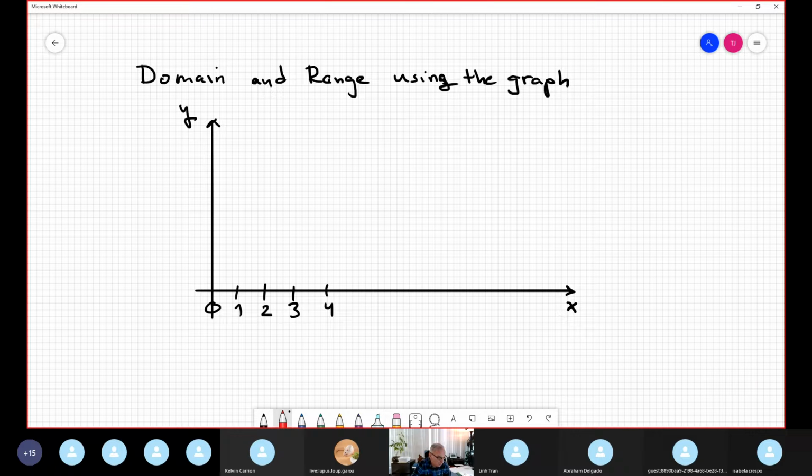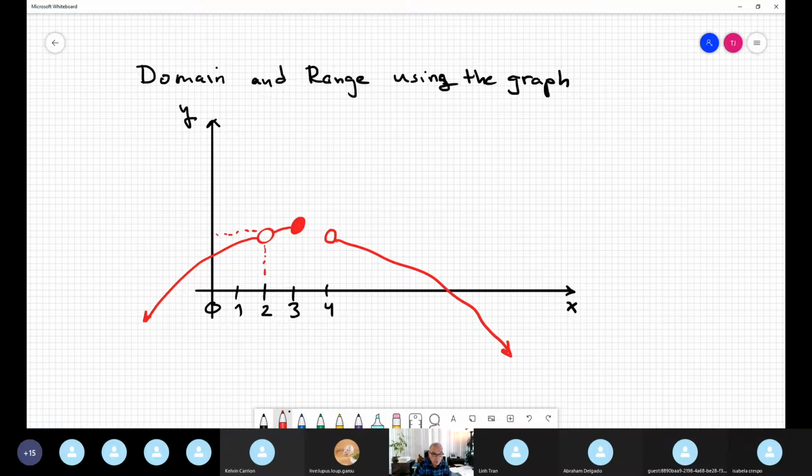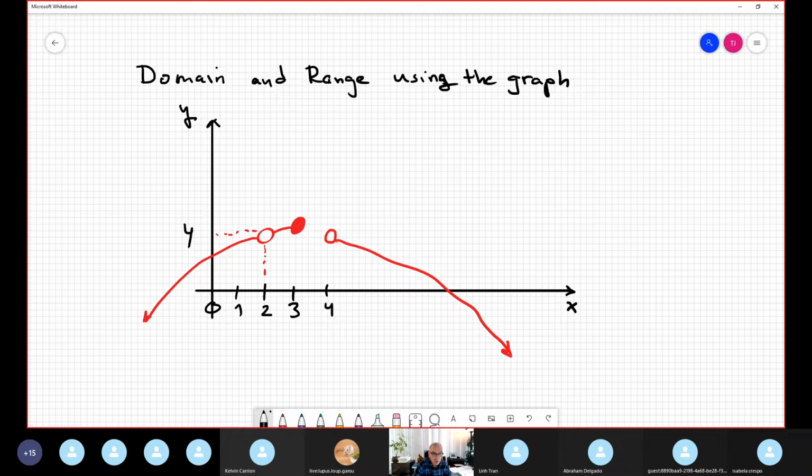Okay, then it looks like that. At 2, we have a hole, and the hole you indicate like an open circle. At 3, we have another circle, but it's closed. And between 3 and 4, we have a gap. At 4, we have another open circle. And that's it. That value is 4. Maybe. This value 5.